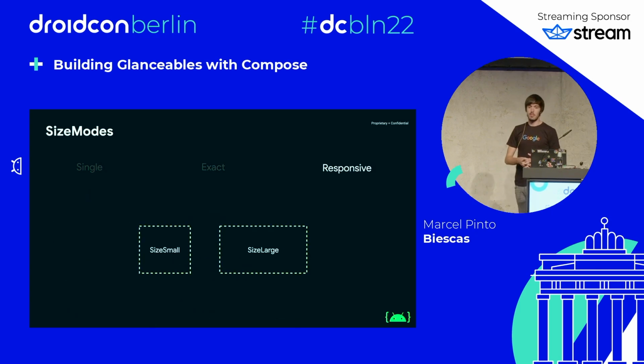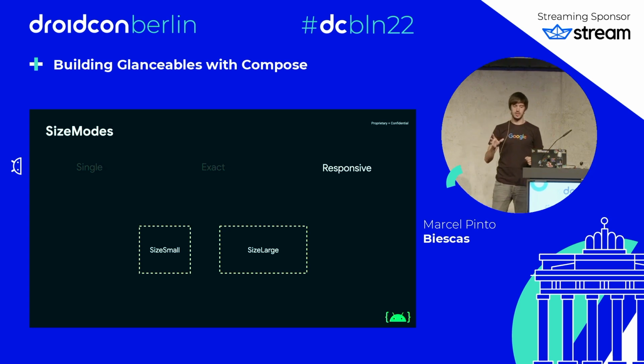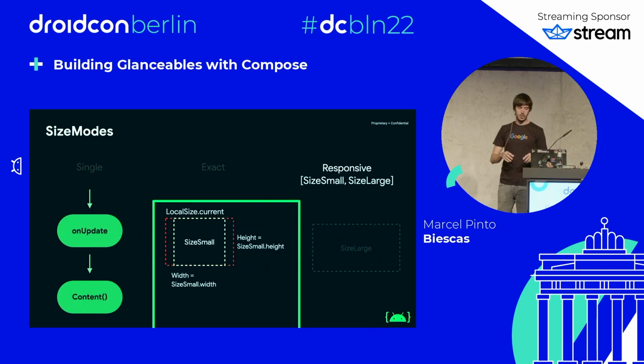This is where the responsive mode solves this issue. The responsive mode takes a set of sizes that you support. So you basically tell the system, OK, I support this size, the small one, and I support this other one, the large. Then when the onUpdate method is called, the content function will be called for each of the sizes you define. So first with size small, and then for size large. It will store whatever UI you defined on these sizes in memory, and then decide which one fits best in the current available size.